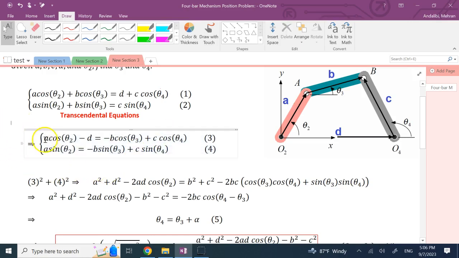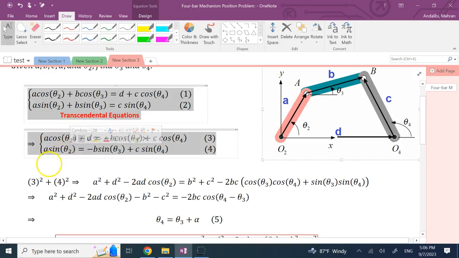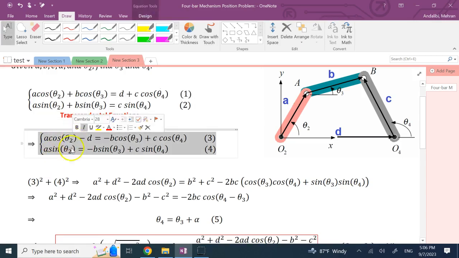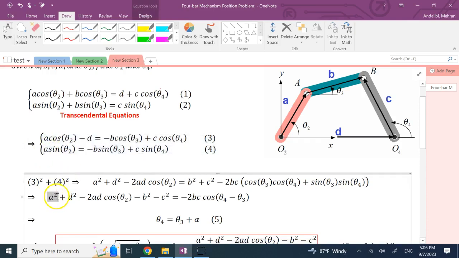So for example here, when I square this, what do I get? I get a squared cosine squared theta 2 plus d squared minus 2ad cosine theta 2, and here I get a squared sine squared theta 2. Now that a squared cosine squared from the top and this a squared sine squared from the bottom, when I add them together, I simply get what? a squared. That d squared is already there, and then negative 2ad cosine theta 2 is this term. This here is the sum of the two left-hand sides of these two equations squared and added together.